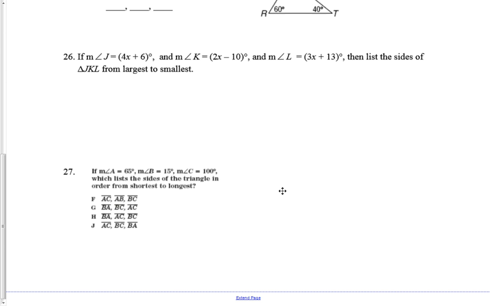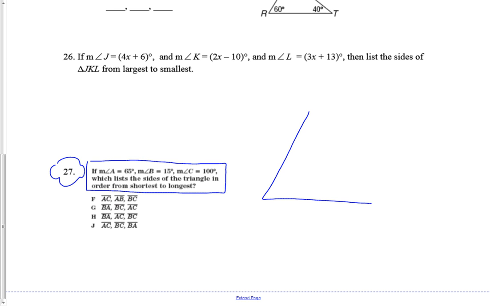This is the Unit 5 review continued. We are now on question 27. Now, 27 has all these words, but there is no diagram. So the first thing that I need to do is draw myself a diagram. So I draw myself a diagram.